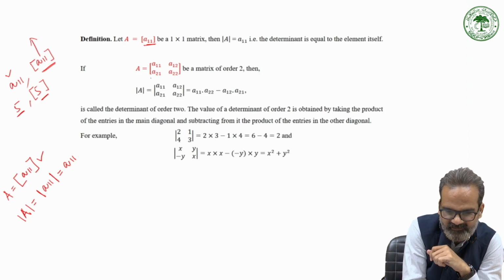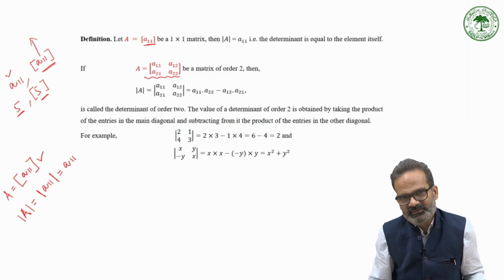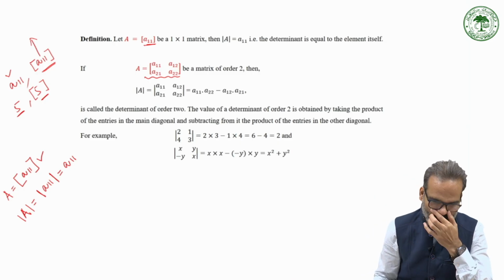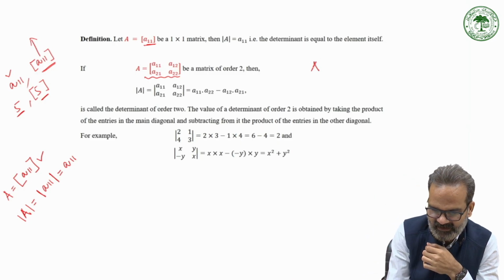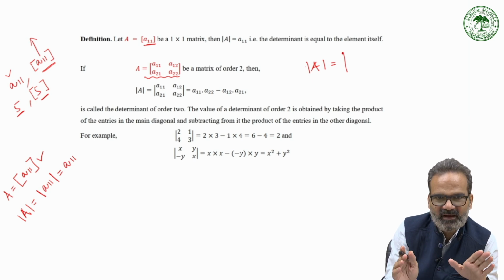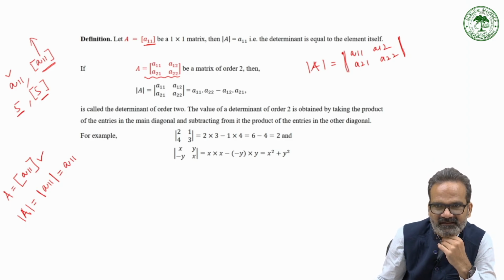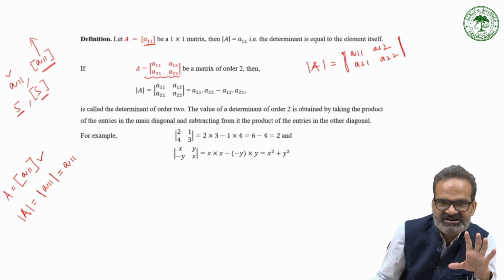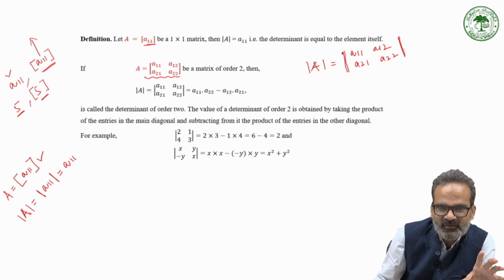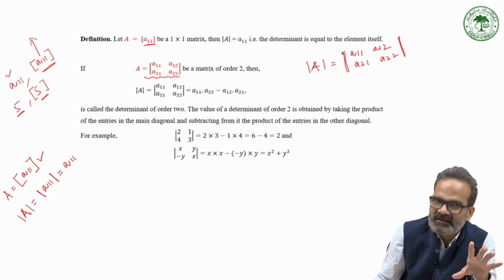Say A is a matrix of order 2 by 2, for example this. Clear? Then how can we write its determinant? Its determinant can be written as determinant of A is equal to the elements of the matrix, which will remain the same: A11, A12, A21 and A22, right? And enclose them in between these two parallel lines. Clear? So this is a determinant associated with the matrix A whose order is 2 by 2, right?